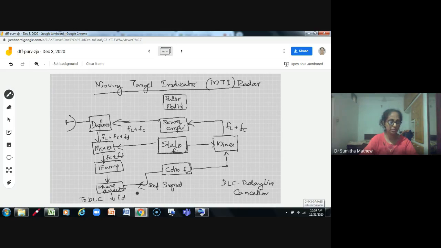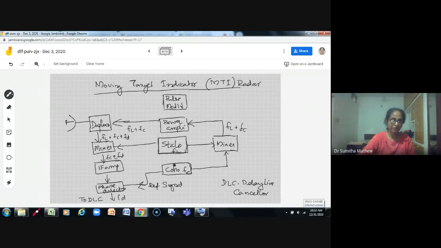Otherwise, it can be mistaken for a moving target. If the phase changes, it can cause erroneous reading. So phase needs to be very much coherent. Hence, we need a very stable local oscillator known as STALO, which is used here. That is STALO at a frequency FL.